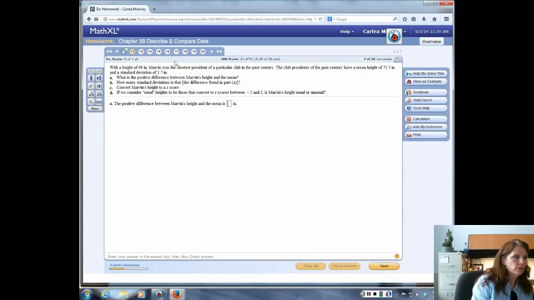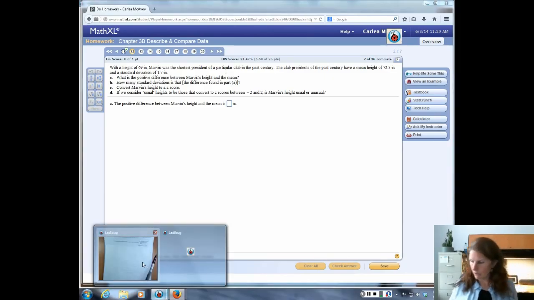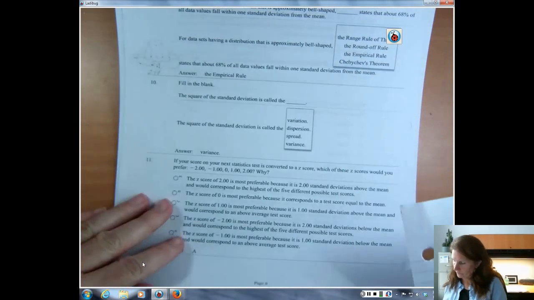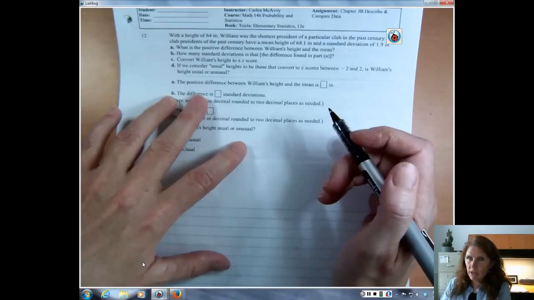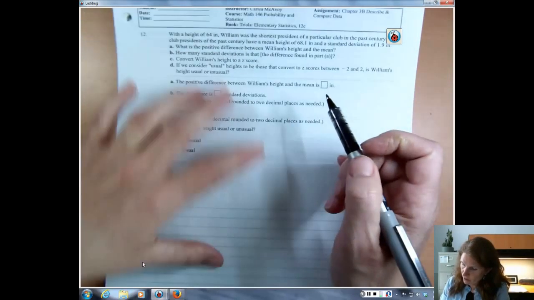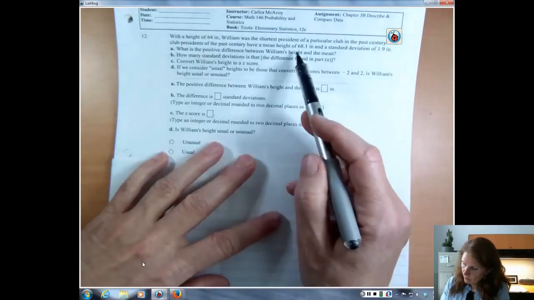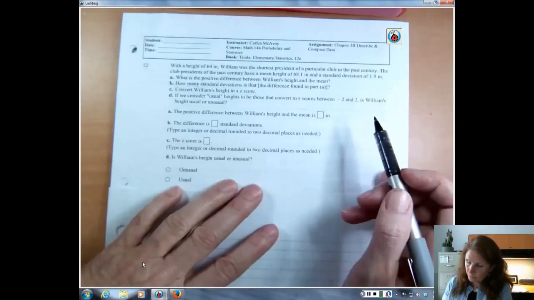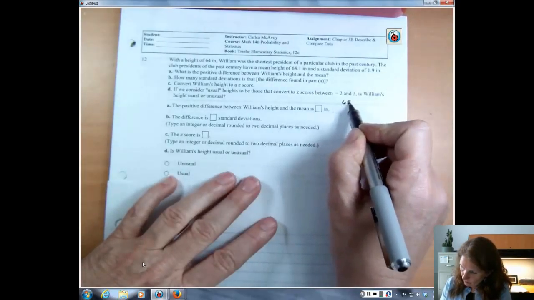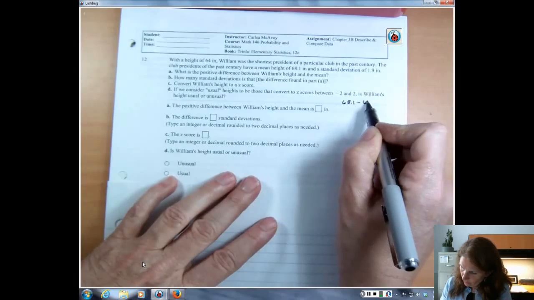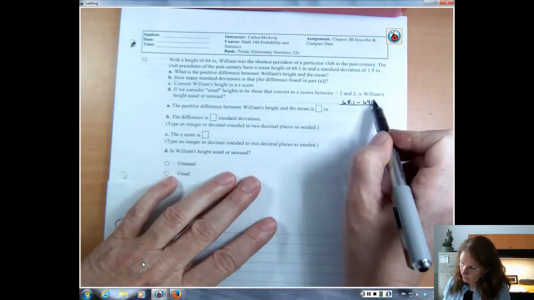Oh, you know, let's switch over to mine. We'll change the numbers, but that's okay. I want to be able to work this out on paper. Okay, so number 1, what is the positive difference between William's height? My numbers are slightly different. He's 64 inches tall here, and the mean was 68.1. So the positive difference is 68.1 minus 64. I'm not going to do anything else, but just get 4.1.